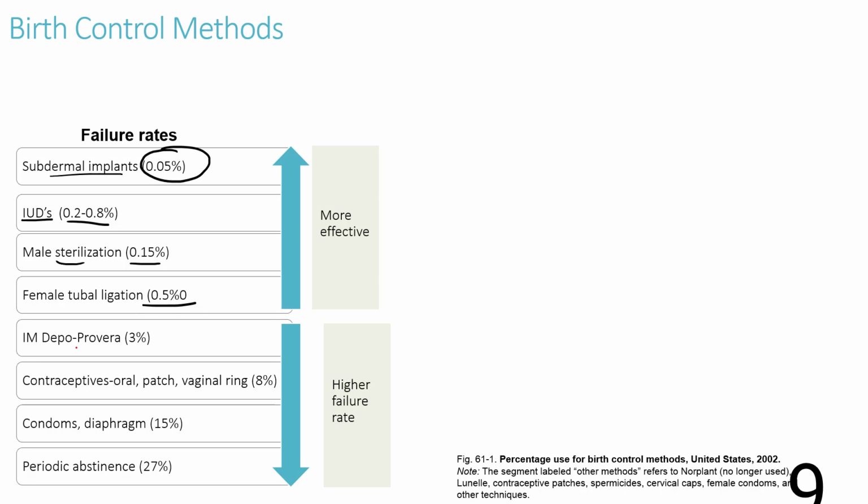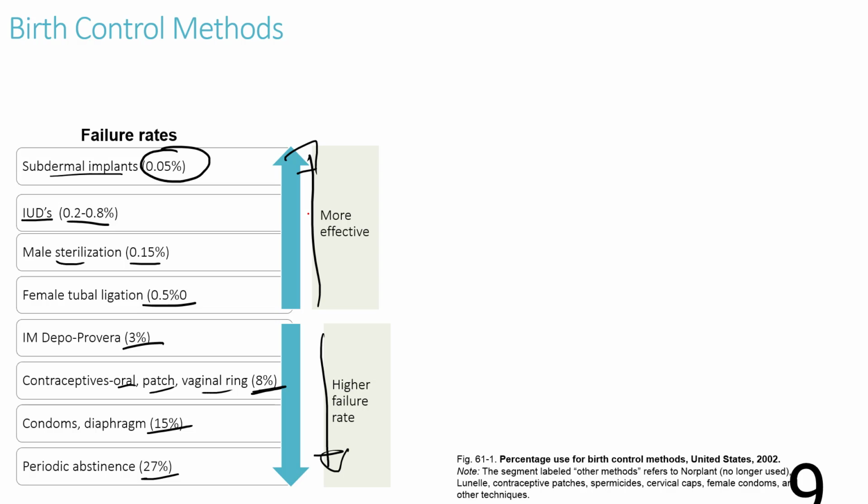Intramuscular contraceptive, Depo-Provera, works 97% of the time. Contraceptives, either as an oral patch or a vaginal ring, work 92% of the time. Condoms and diaphragms work 85% of the time, and periodic abstinence works just three-quarters of the time. Right? So again, you've got a higher failure rate the lower you go, and it's more effective the higher up on the scale you go.